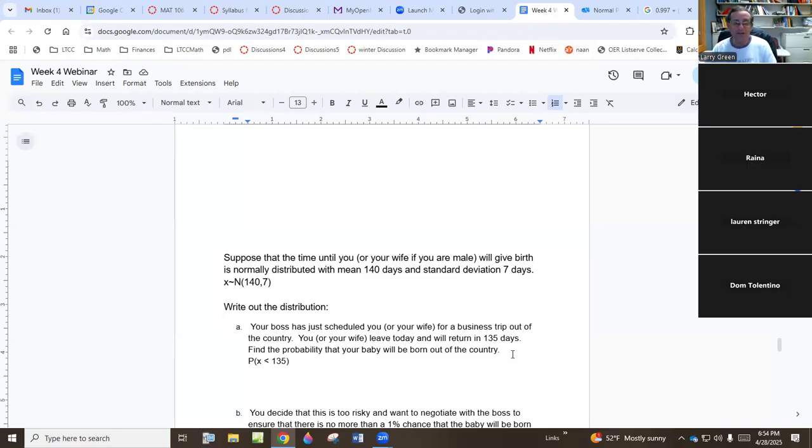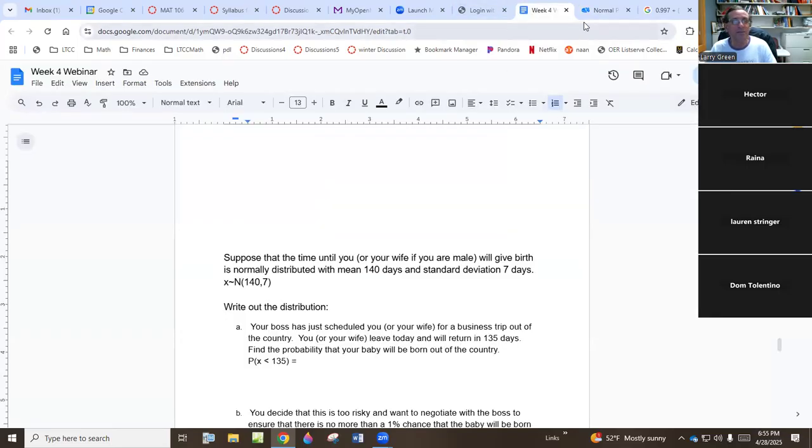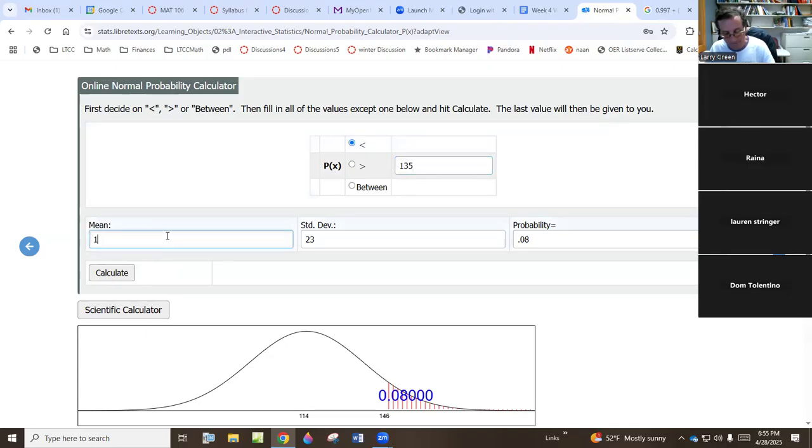So now the good news is we know how to do this. Now you go to the calculator. So now we have the mean is 140, standard deviation 7. We want less than 135. So I'm going to click less than. I'm going to make that 135. Our mean was 140. Our standard deviation was 7. And we want the probability, so I leave that blank. Have I lost anyone? And we calculate it. And it's about a 23.75% chance, or a 0.2375.